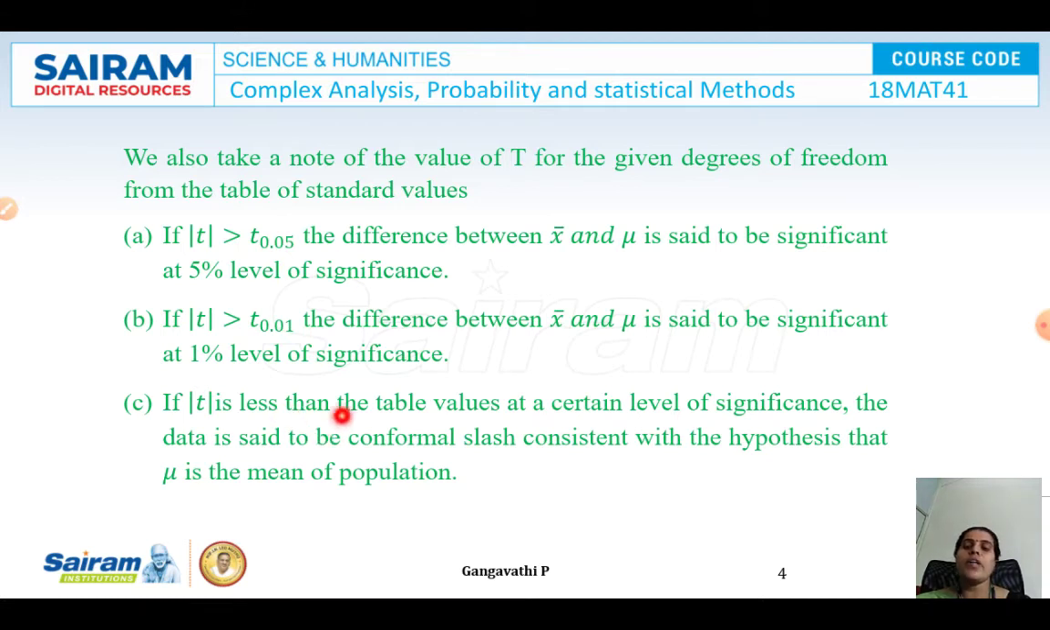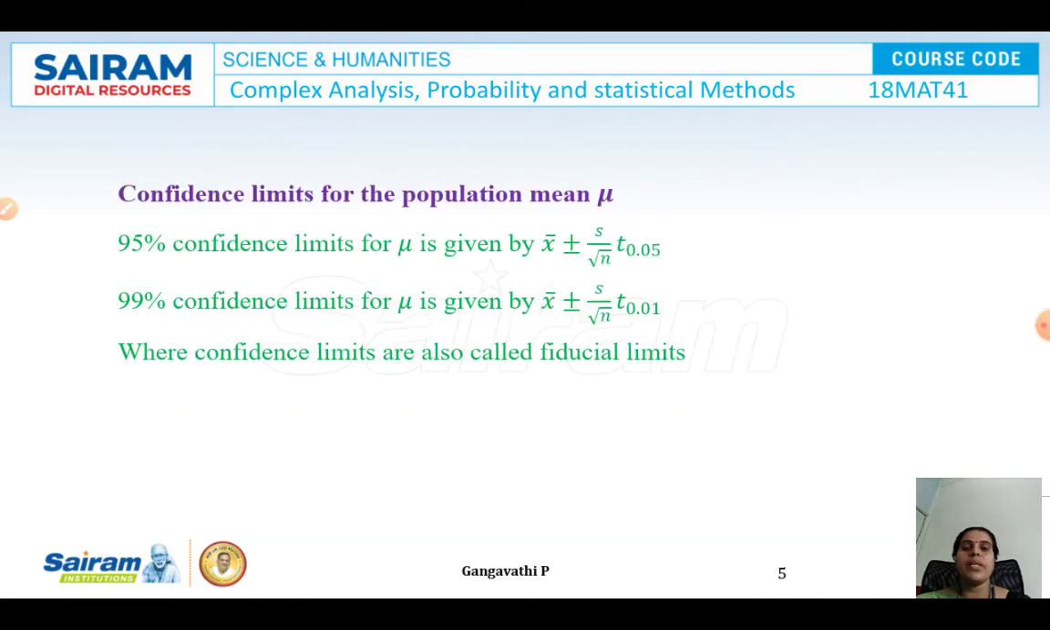So if mod t is less than the table value at a certain level of significance, the data is said to be consistent with the hypothesis that mu is the mean of the population. So this is what we need to remember.